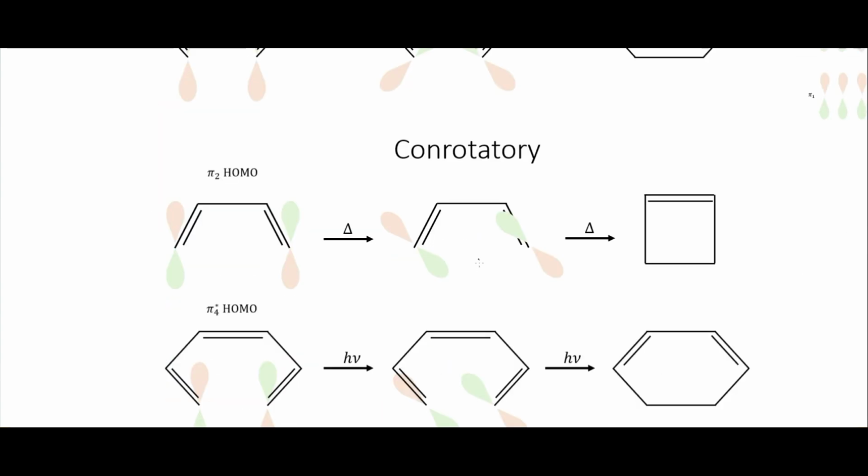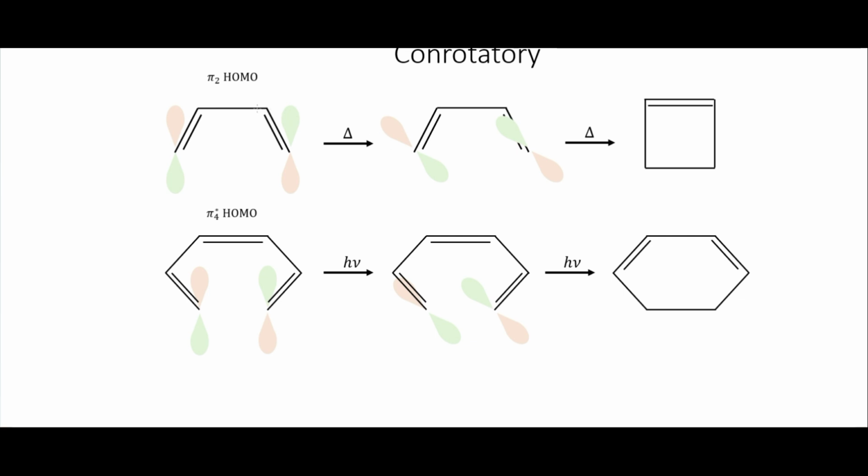Whereas conrotatory, now we have to have thermal conditions for the butadiene, that's the one with an even number of double bonds in the conjugated system. These will be rotating in the same direction, and that's what will give us the ring closure in thermal conditions for the butadiene.